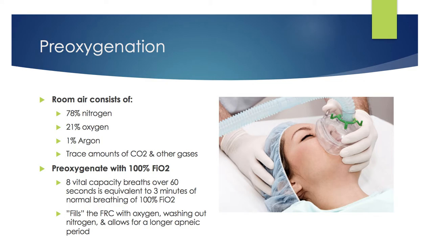The next step is to pre-oxygenate the patient. To review, room air consists of only around 21% oxygen and 78% nitrogen. By having the patient breathe 100% oxygen through a face mask, the lungs are filled with oxygen and therefore wash out the excess nitrogen. This can be achieved by either 8 vital capacity breaths or 3 minutes of normal breathing. Pre-oxygenation allows for a longer apneic period, allowing the patient to remain adequately oxygenated during the induction sequence, even if the patient has been rendered apneic.